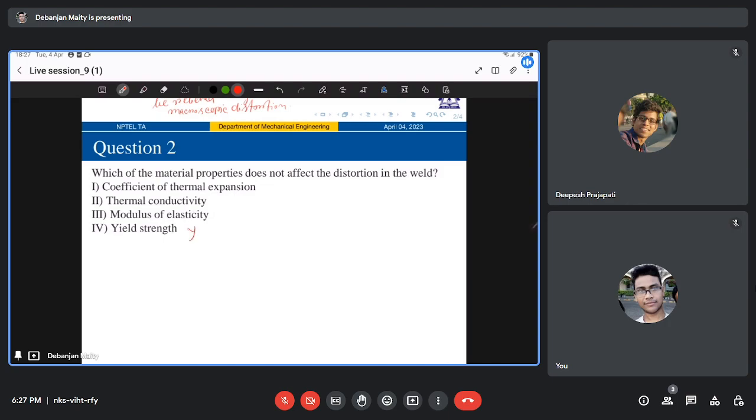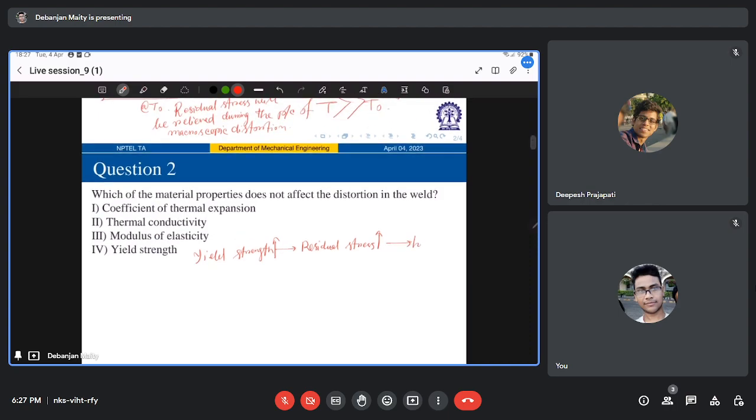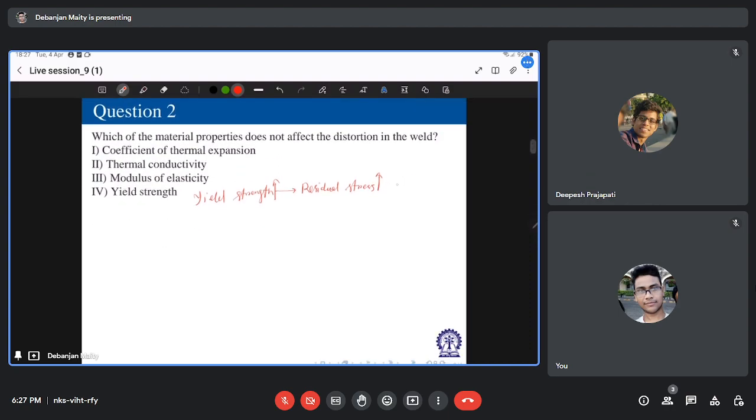So yield strength will affect. Okay, let me write it down. So higher the yield strength, higher will be your residual stress, your distortion also will be high. This is in terms of yield strength.